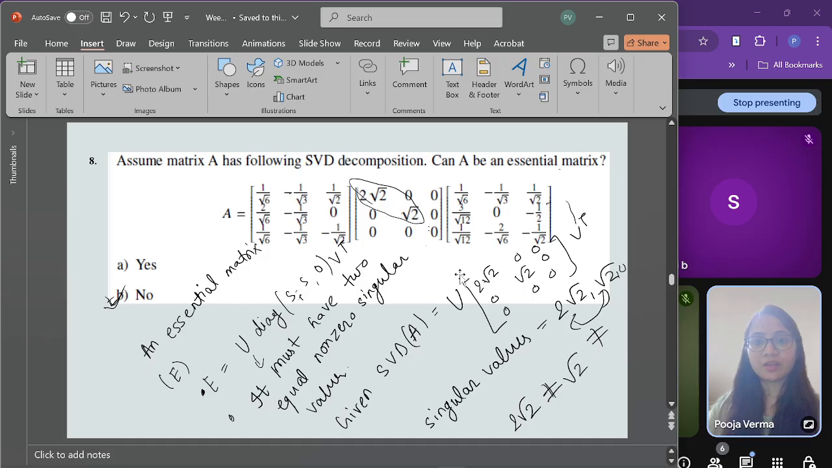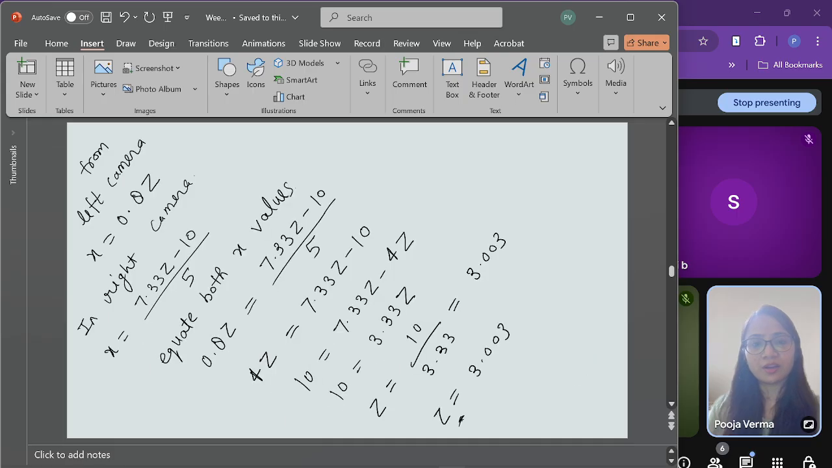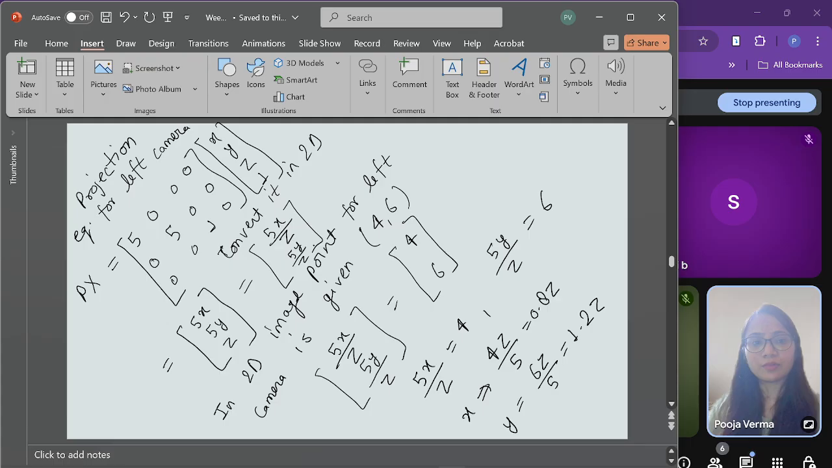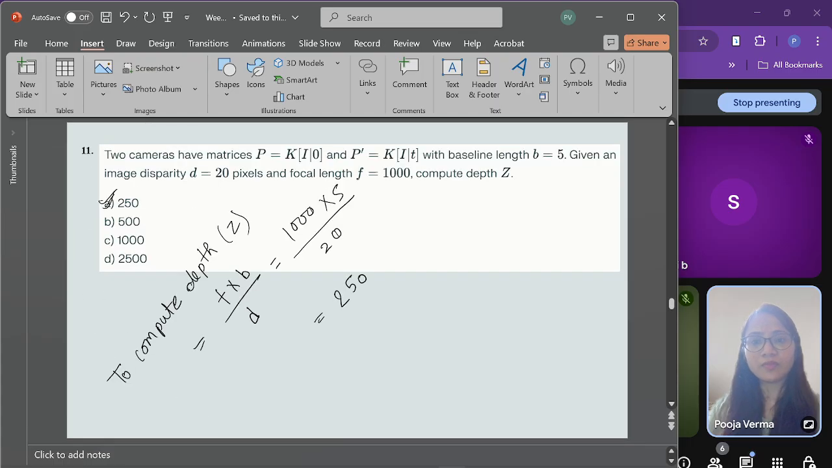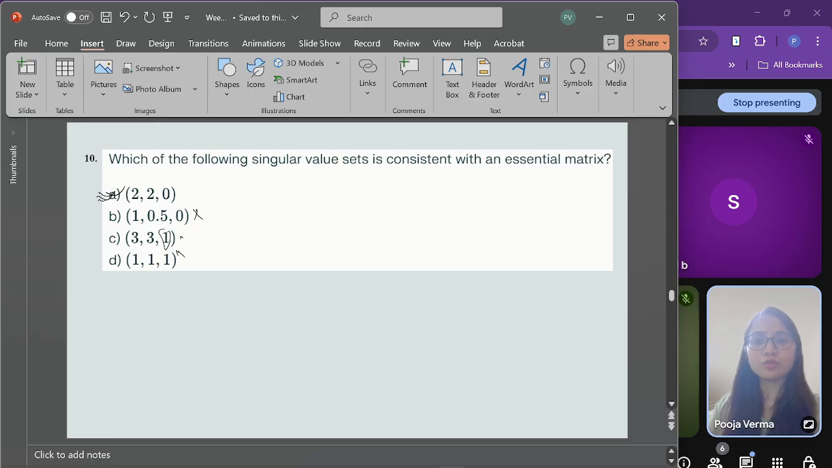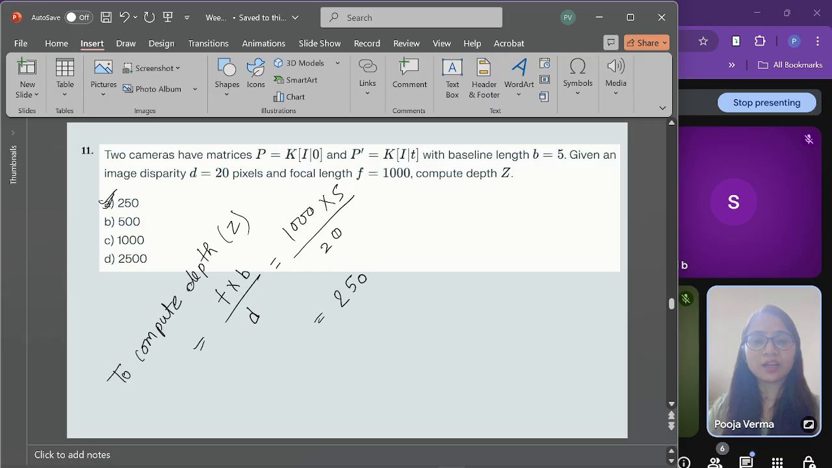For an essential matrix, the two properties that hold: U, then the diagonal root 2, root 2 and 0, and V transpose, in this form of SVD decomposition, and it is said that it must have two equal non-zero values. That means the other two must be equal non-zero values and the third one should be a 0 value. In this question also we have seen two equal non-zero values and one zero value.